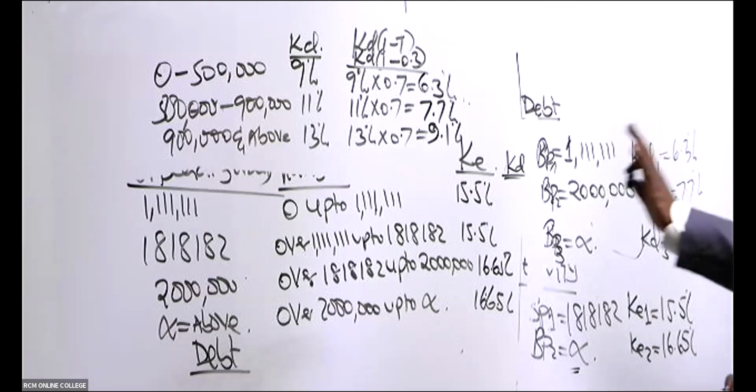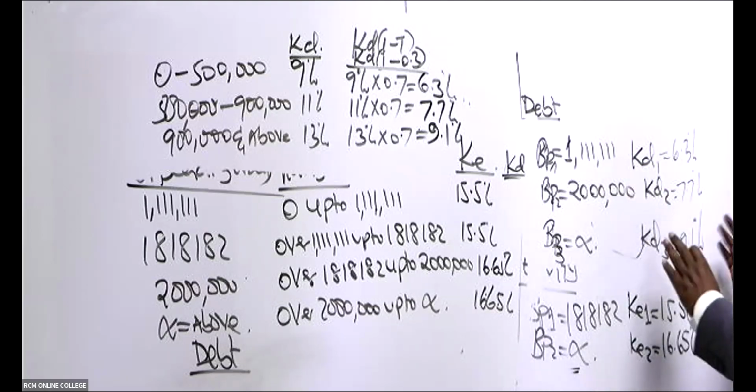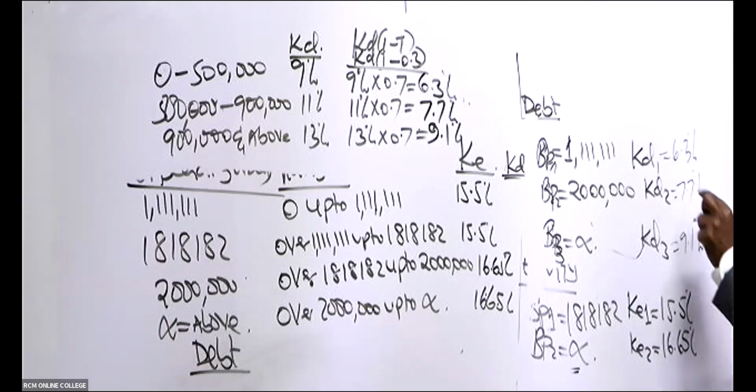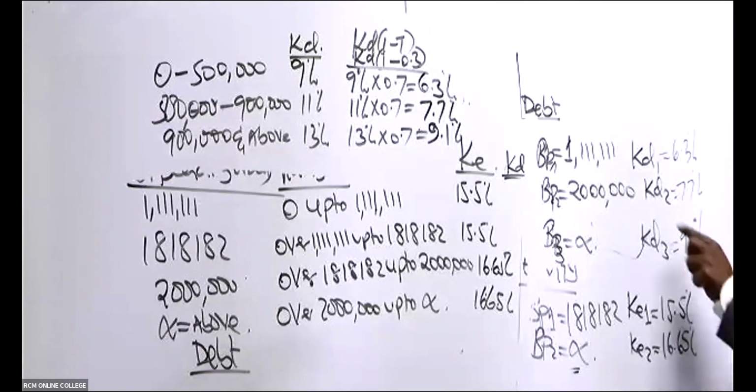So you remove them from that table and come and post them. And remember, these are effective. They are after tax. How do we interpret this, my good students? This 6.3% will be applicable up to the first breakpoint, 1,1,1,1,1. And then 7.7% will run up to 2 million. And then 9.1% will run up to infinity.